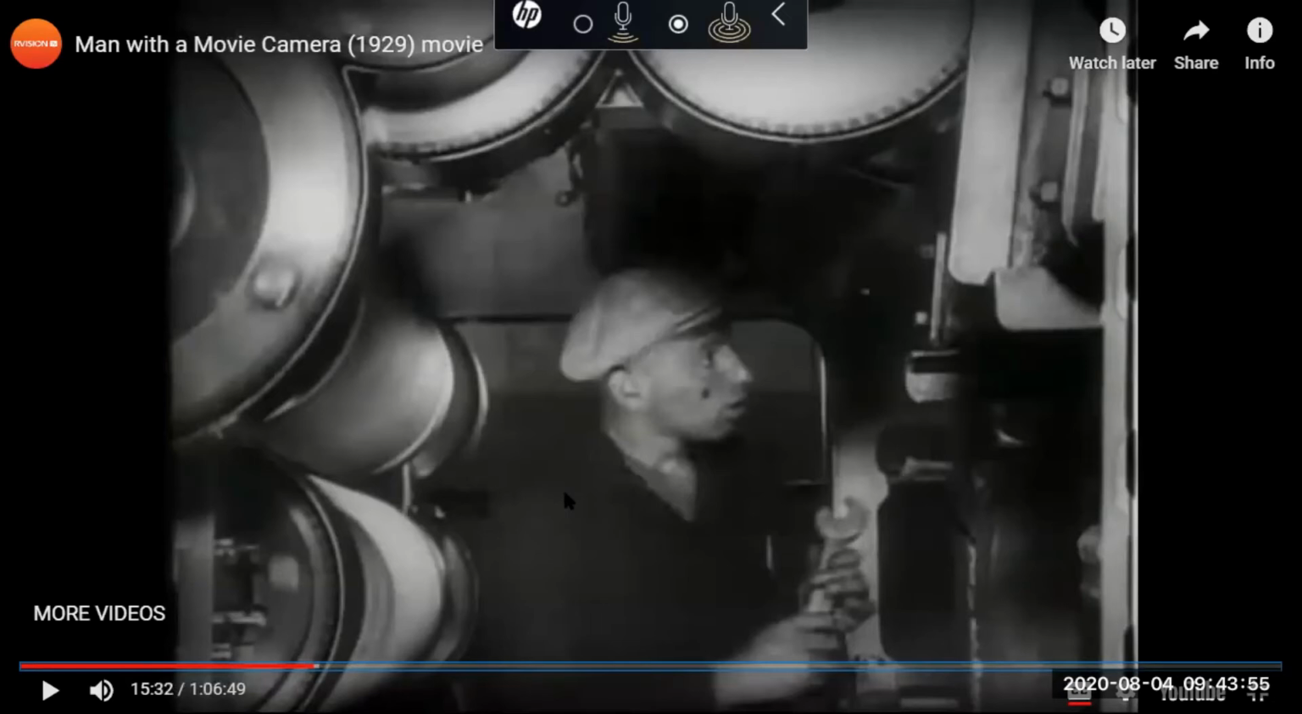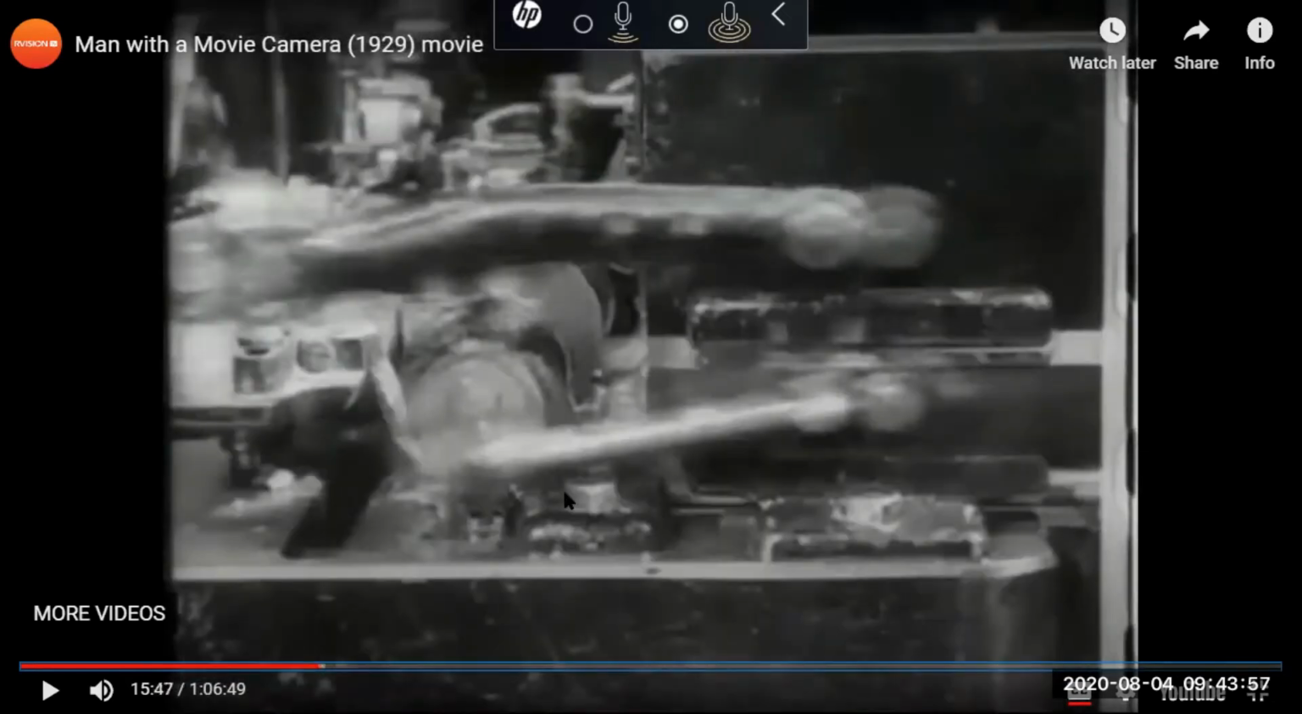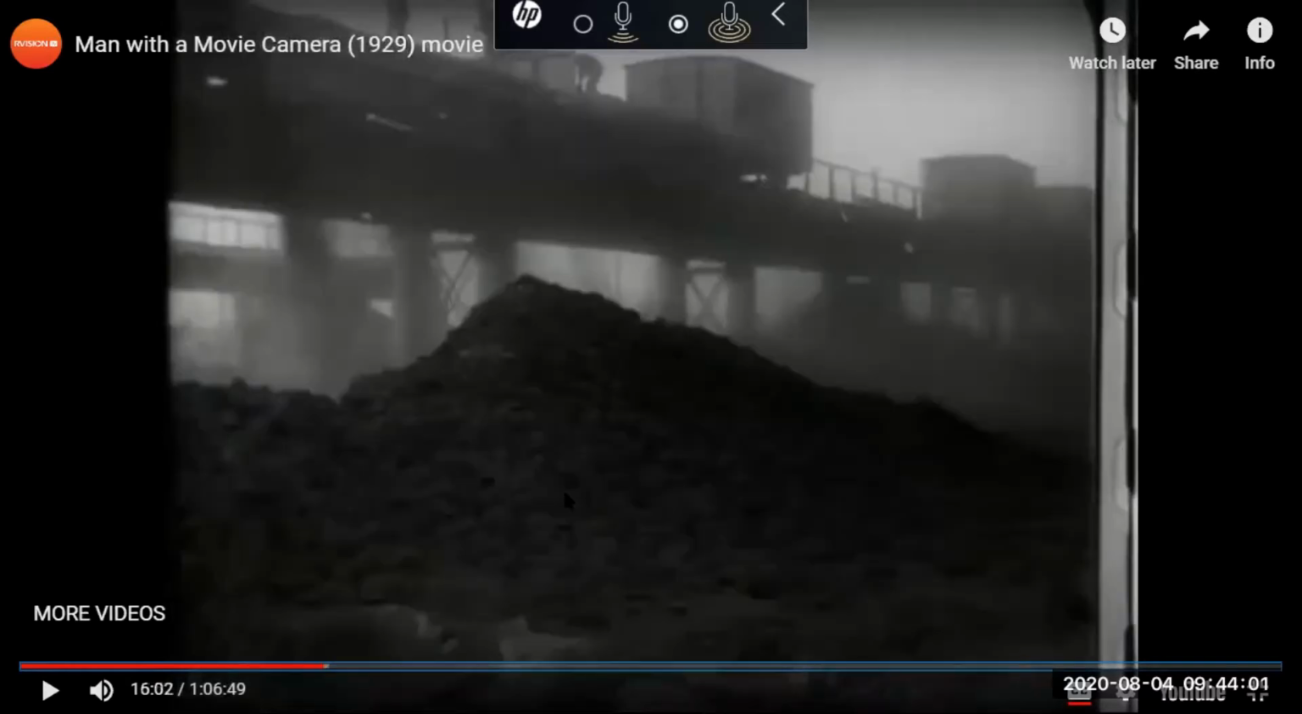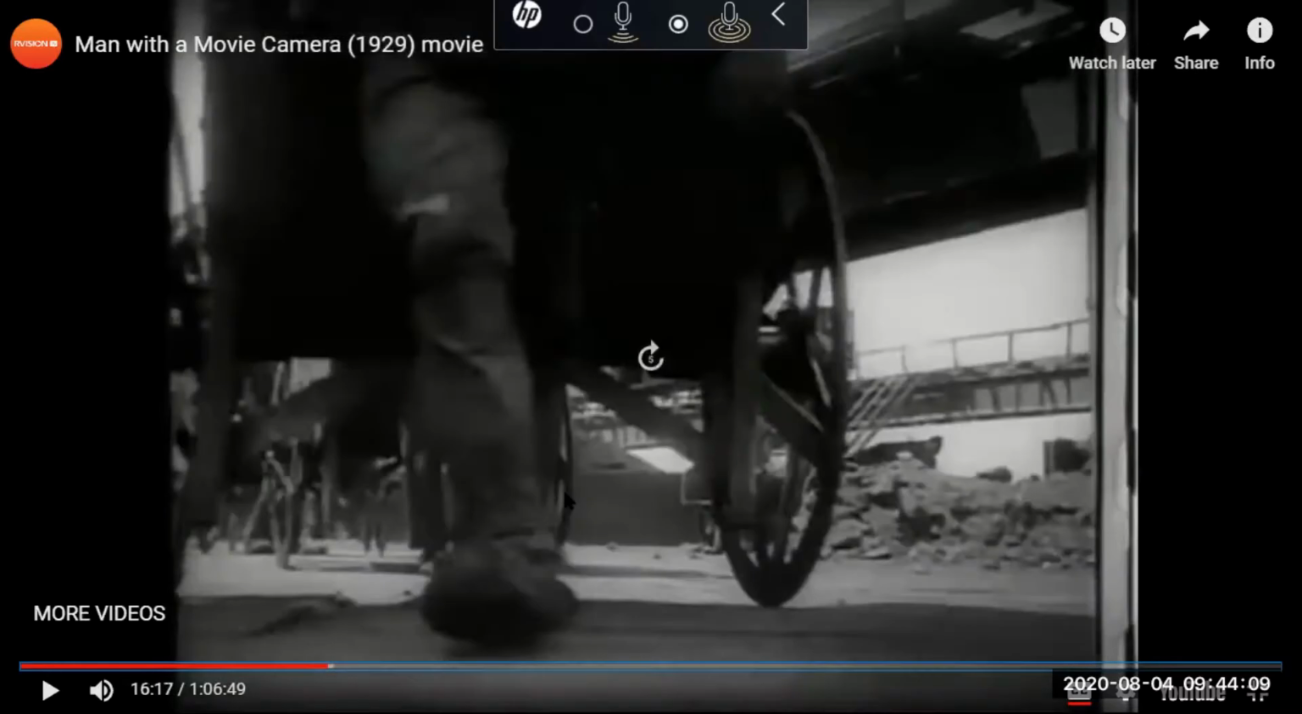Okay, another man working in a factory, and then you look at these images from the city, from construction sites or road sites, etc. Okay, so you can clearly see that Vertov is actually trying to show life in the city, and this is a day-in-the-life-of-people kind of film.